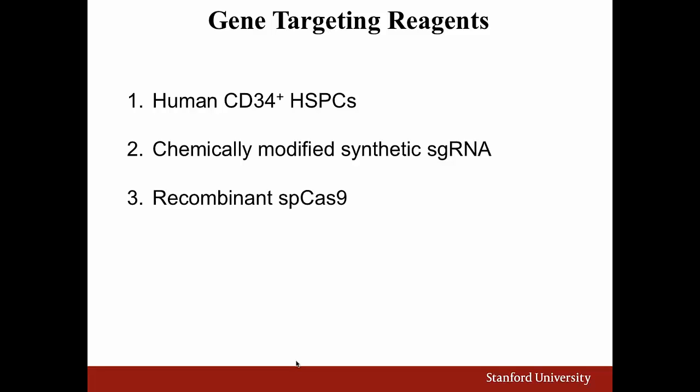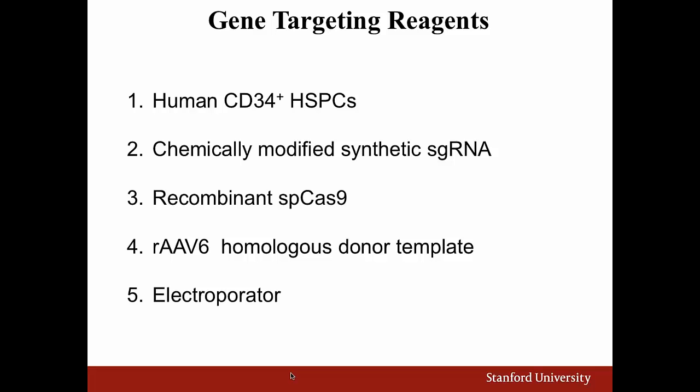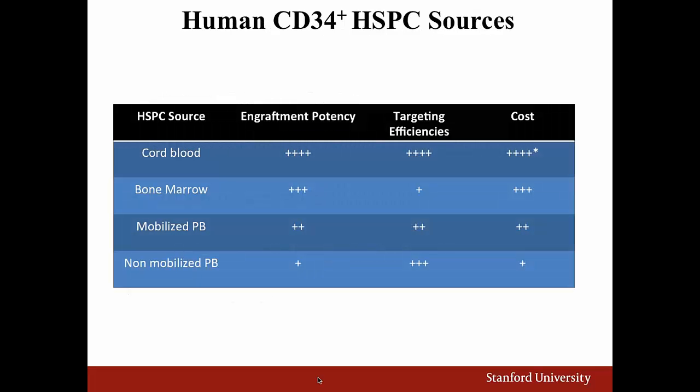Three is using a recombinant SpCas9 compared to other sources of Cas9. And I'll go into a lot of detail about how to design a homologous donor template and package it and make AAV6 to deliver your donor template. And lastly, of course, you need a way to deliver the nuclease, and in our case, we use an electroporator. So I'll go over the types of electroporators we use.